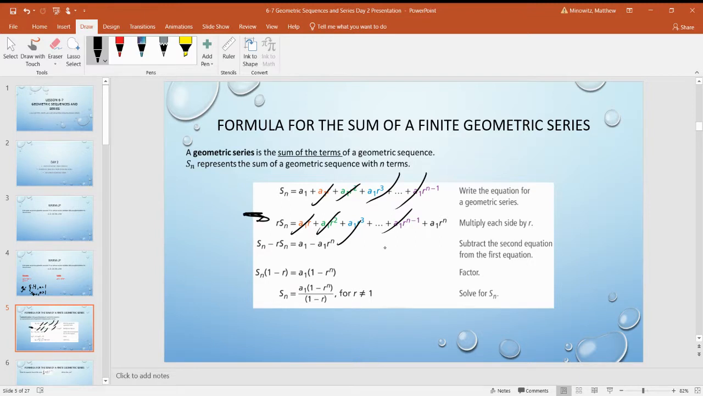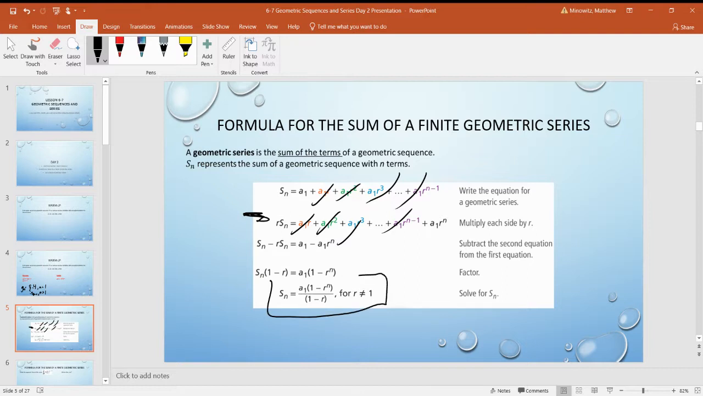Okay, so we can subtract down, and we have the sum minus r times the sum, and we have the first term, a1, minus a1 times r to the n. Now we're trying to find the sum here. We're trying to isolate the sum. So what he did was he factored. He factored the sum on the left side, and he factored the first term out of the two terms on the right side. And then he divided by 1 minus r to get the sum by itself.